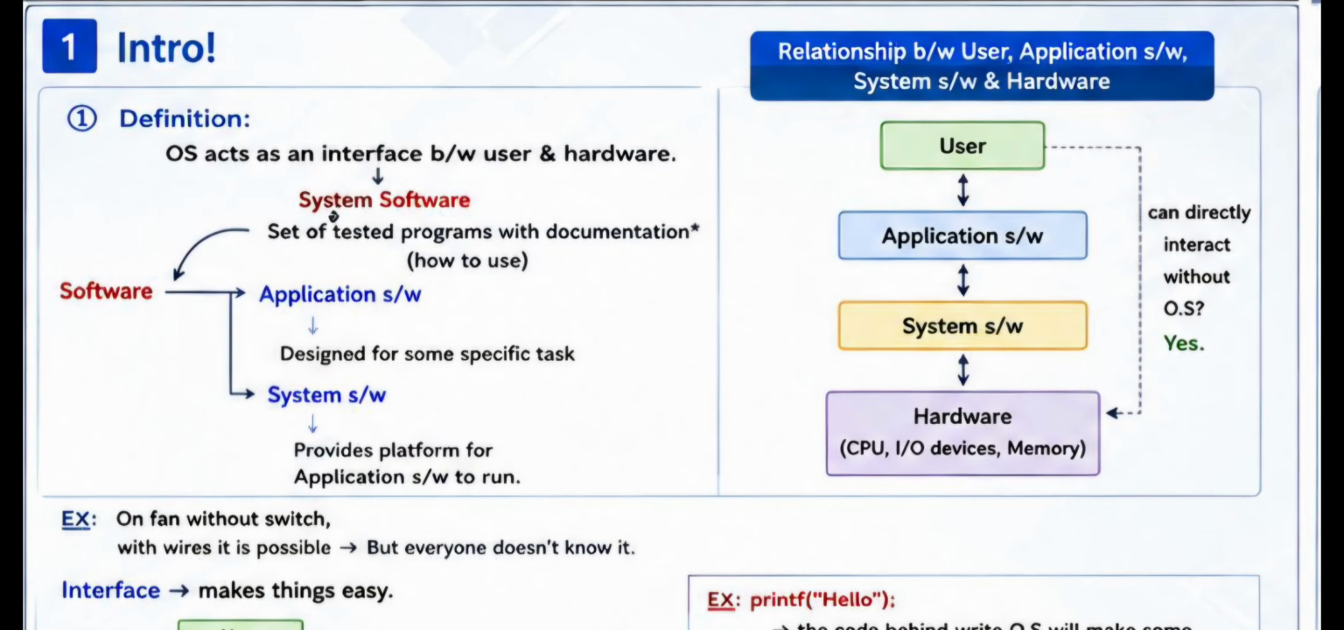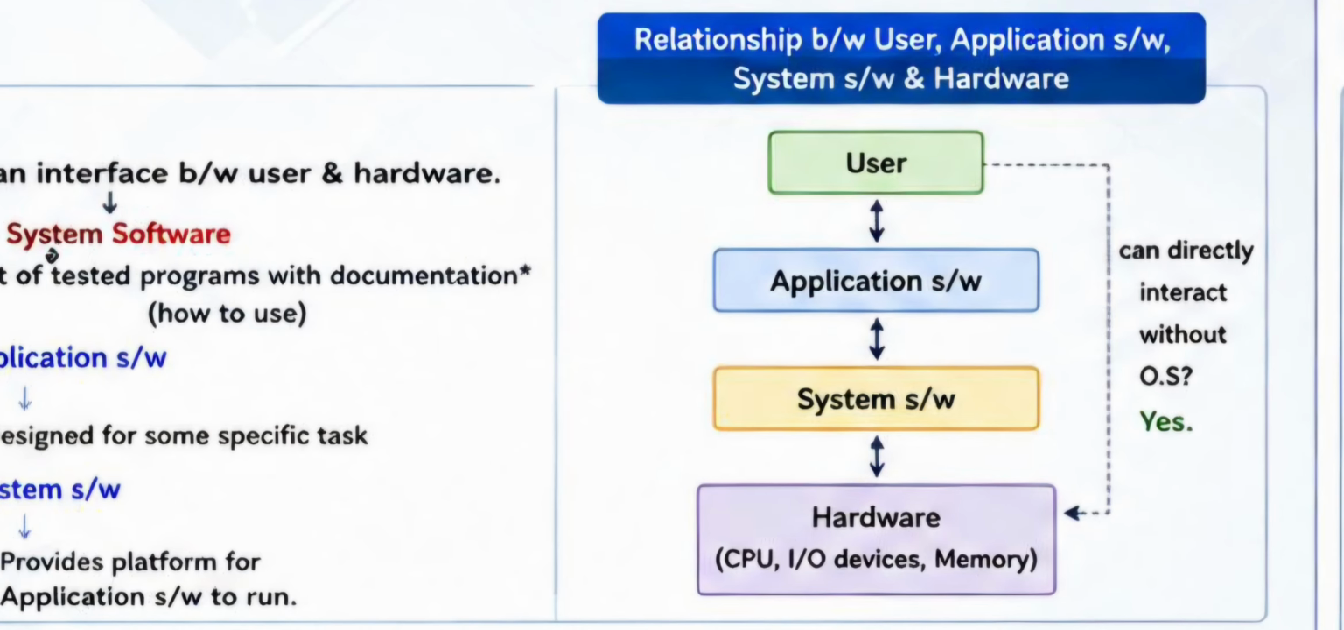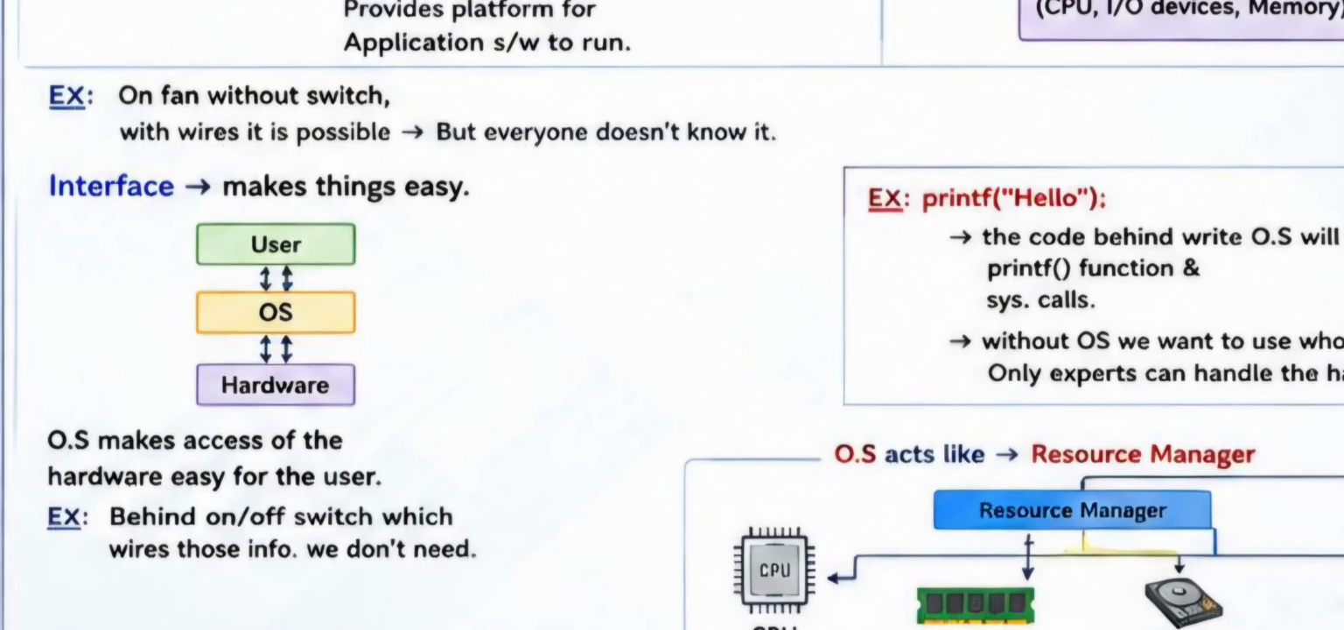These are the two categories of software, and now we are going to see the relationship between user, application software, system software, and hardware. Here I have a question for you. Can a user directly interact with the hardware? The answer is yes. A user can directly interact with the hardware without using the operating system, but it is somewhat difficult for us.